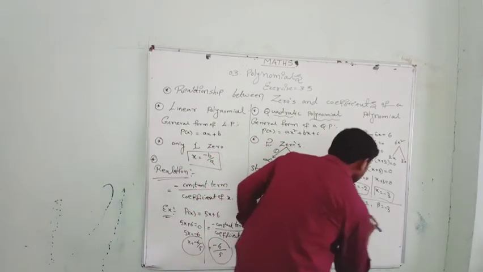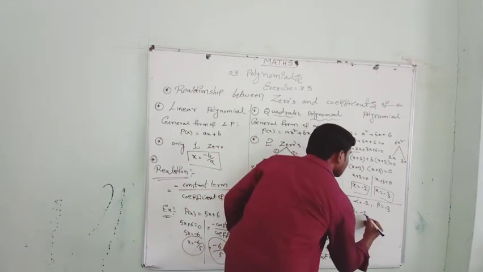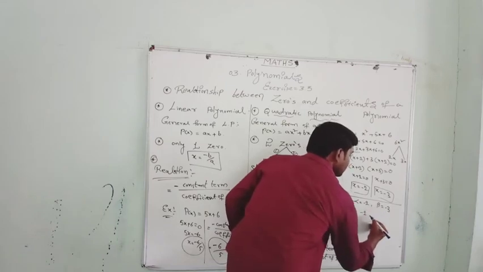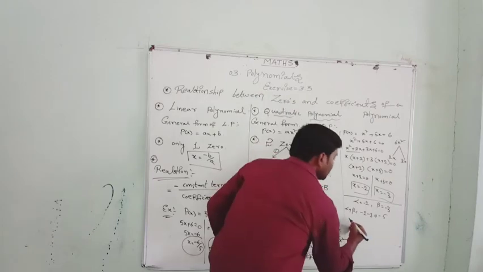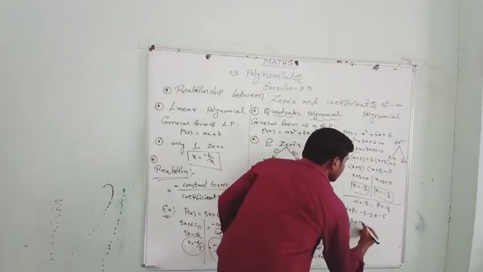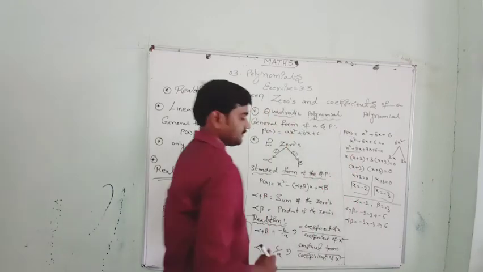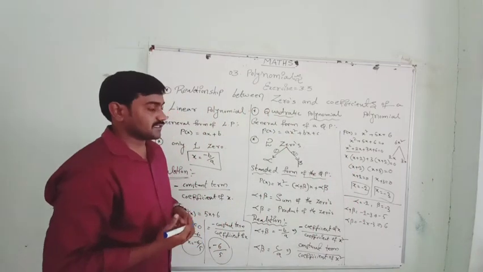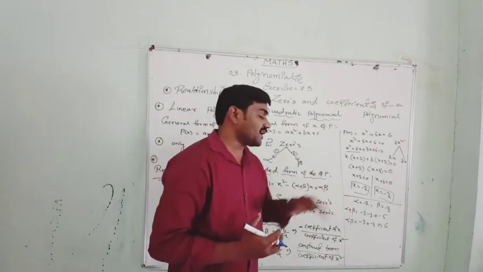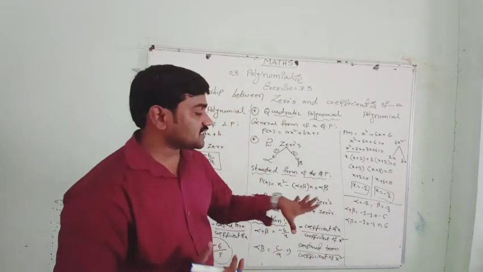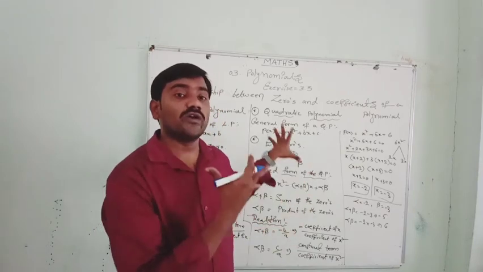Then what is the sum of the zeros? Alpha plus beta equal to minus 2 and minus 3, that is equal to minus 5. Then alpha beta equal to minus 2 into minus 3, that is equal to plus 6. Now we got the 2 zeros. The sum of the zeros is minus 5 and the product of the zeros is 6. This we will check by the relationship of coefficients.